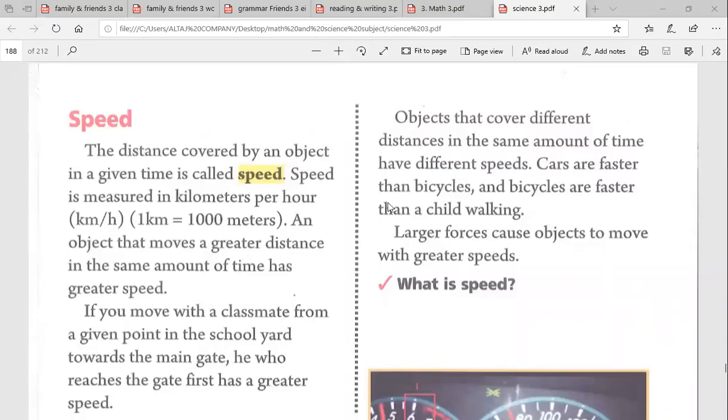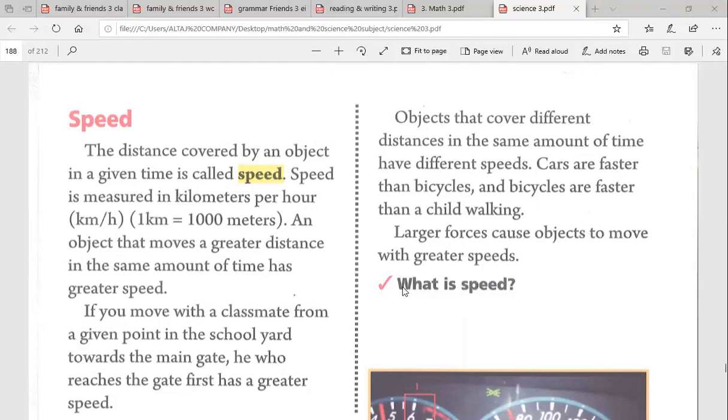Cars are faster than bicycles, and bicycles are faster than a child walking. So now car and bicycles, which one is faster? Car. Car is faster than bicycles. Okay. Now, bicycle and someone walking, which one is faster? Of course, the bike is faster. Larger force causes an object to move with a great speed.